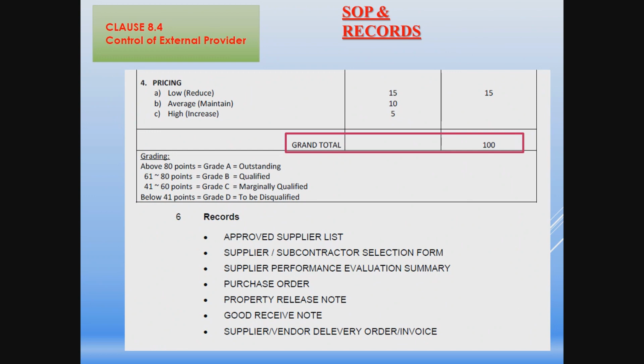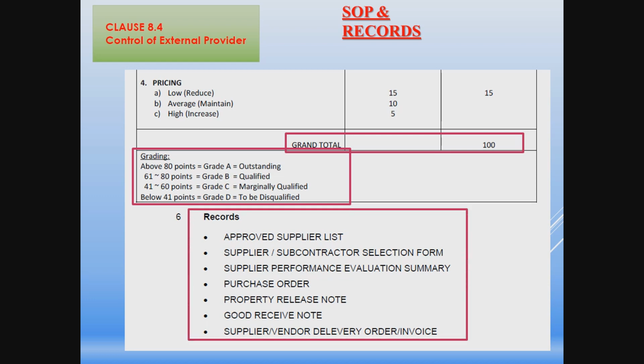The record is called the supplier performance evaluation summary. From this Table A, you record in the supplier performance summary. For the total grading, if you are below the required points, you have to disqualify the supplier unless specially approved by the director or top management. And you need to make sure the purchaser prepares an approved supplier list.